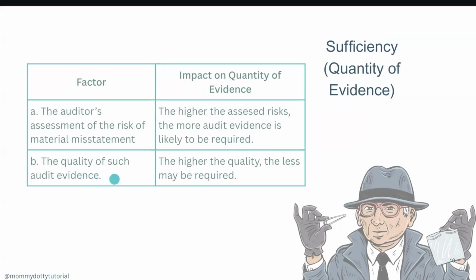While the quality of such evidence is high, then the less may be required. It means the less audit evidence. So let's put it this way. Here, quantity high, evidence also high. While here, if the quality is high, then less evidence is required. All right, remember this opposite relationship.